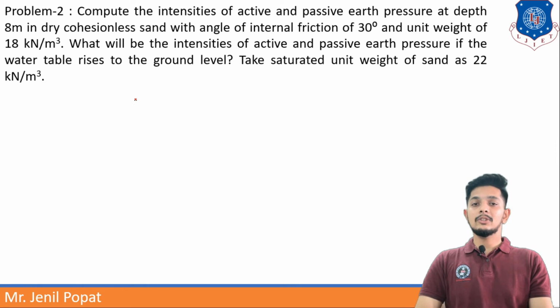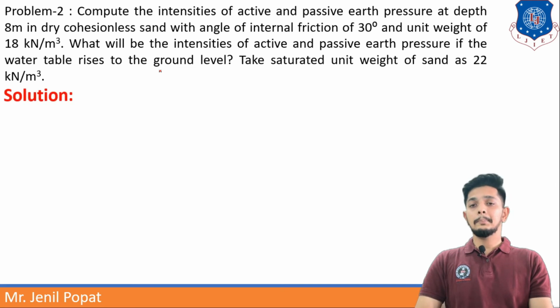Compute the intensities of active and passive earth pressure at depth 8 meter in dry cohesion-less soil or sand. So here it is clearly mentioned that it is a sand, with angle of internal friction phi equal to 30 degree and unit weight 18 kilonewton per meter cube. So gamma is given directly in kilonewton per meter cube, so no need to convert this. What will be the intensities of active and passive earth pressure if the water table rises to the ground level? Take saturated unit weight of sand as 22 kilonewton per meter cube.